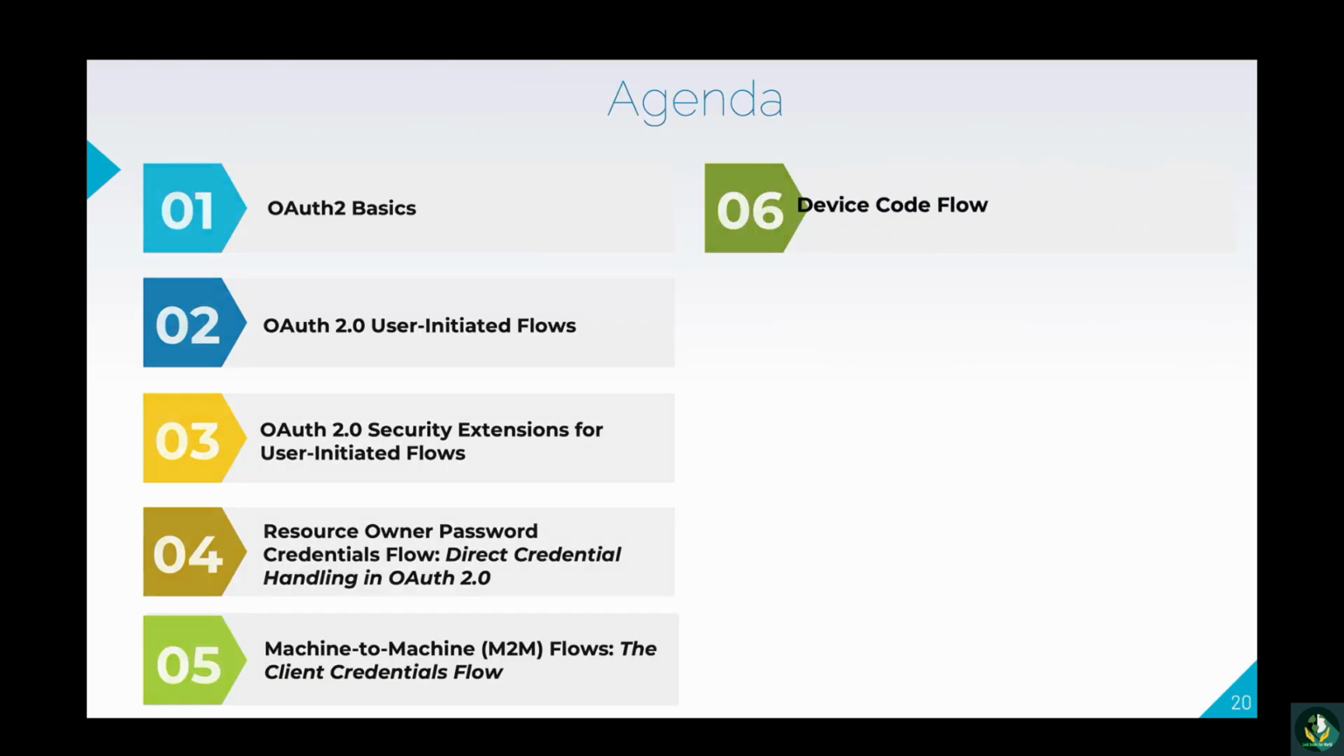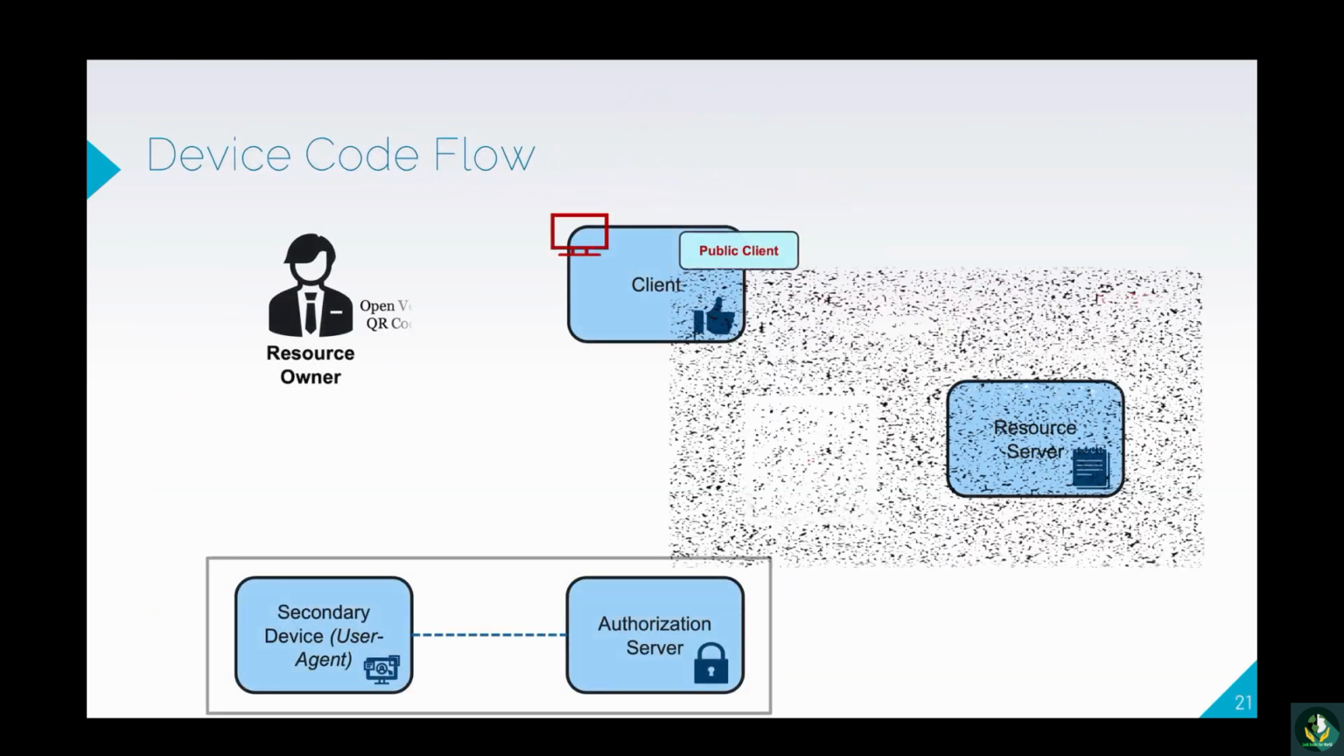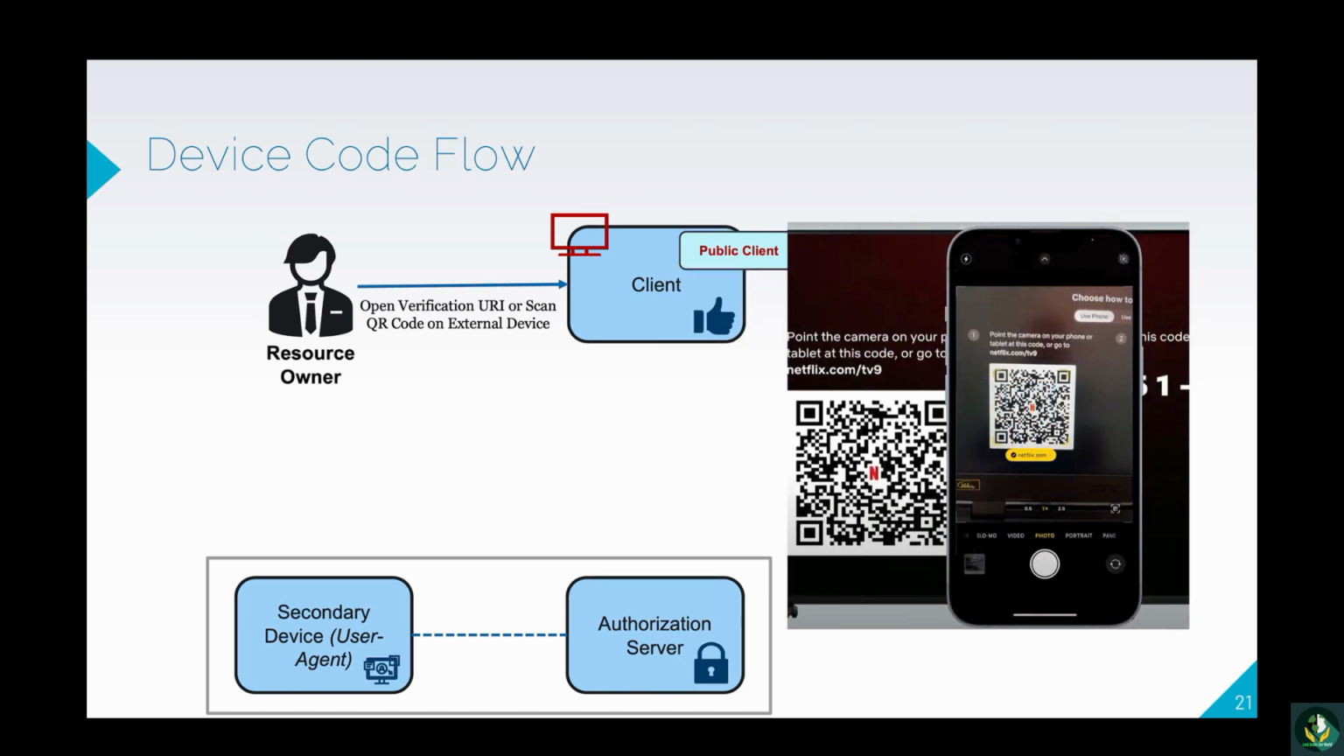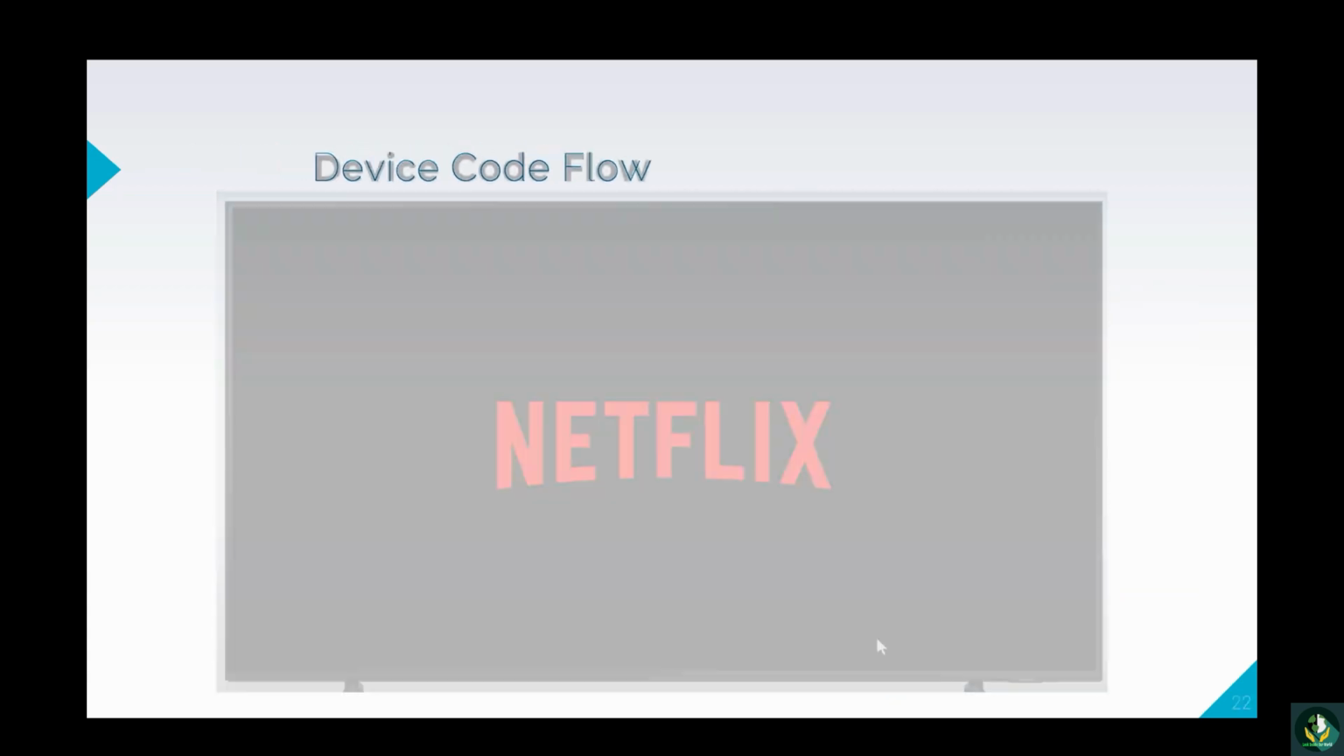Chapter 6, Device Code Flow. Even devices with limited input capabilities, like smart TVs and printers, can utilize OAuth 2. This chapter walks you through the device code flow with a step-by-step example inspired by a Netflix login on a smart TV. You will learn how to implement this flow effectively and securely in such constrained environments.